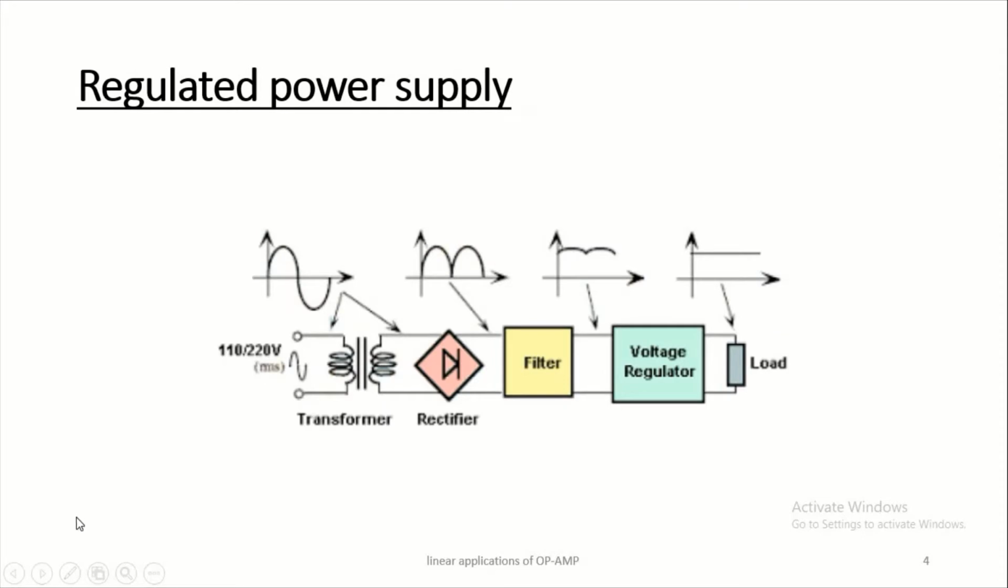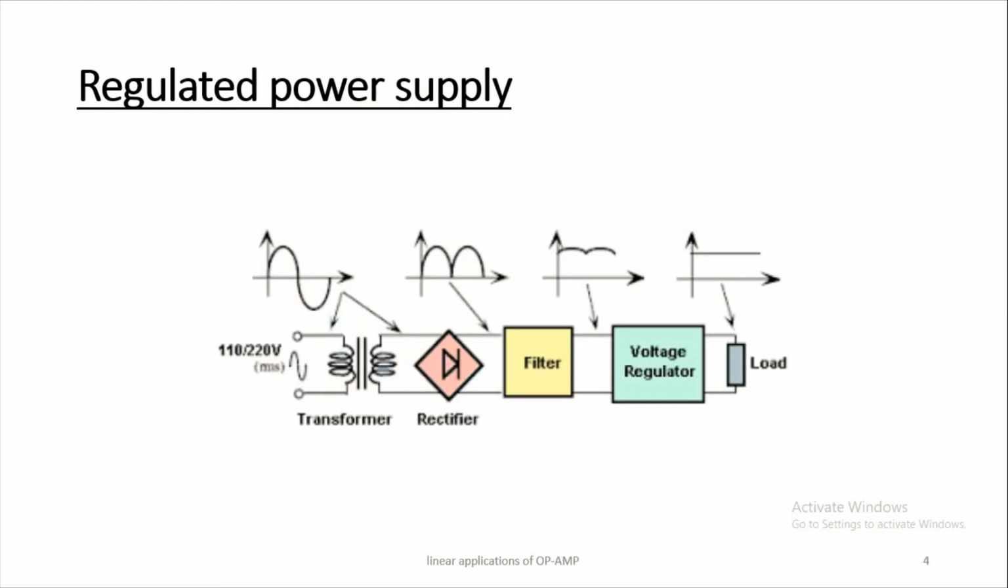Regulated power supply. This is the block diagram of the regulated power supply. First, the AC input voltage is given to the transformer. This is the AC voltage. Then after the transformer there is a rectifier. The rectifier converts this AC voltage into the DC quantity. Then the DC voltage is given to the filter, and then the filter output is given to the input of the voltage regulator, and then the output of the voltage regulator is given to the load.